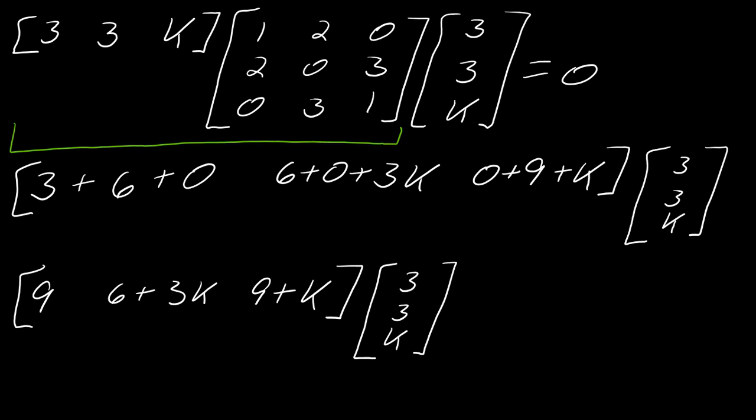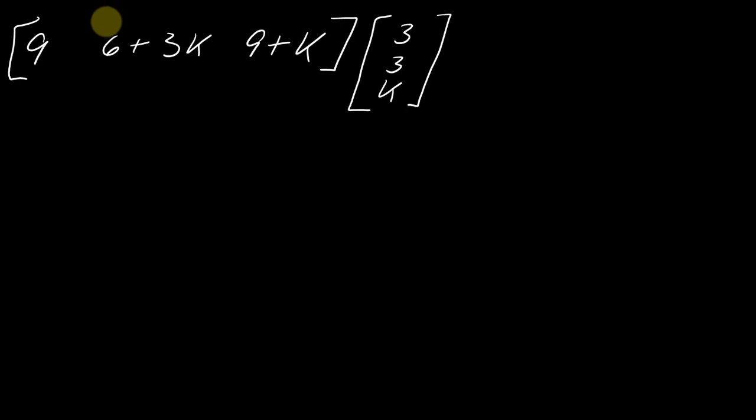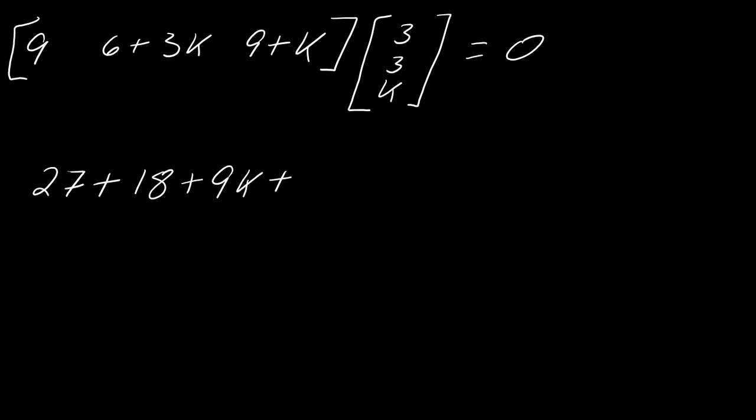So actually, let me make some space for myself. Okay, so now let's go through this. So I've got 9 times 3. And remember, this whole thing actually is supposed to equal 0. So I should put that down there too. Okay, so now 9 times 3, oh wait, sorry, 9 times 3 is 27, my bad. Okay, 6 times 3 is 18, and then 3k times 3 will be 9k, and then 9 plus k times k will be 9k plus k squared.